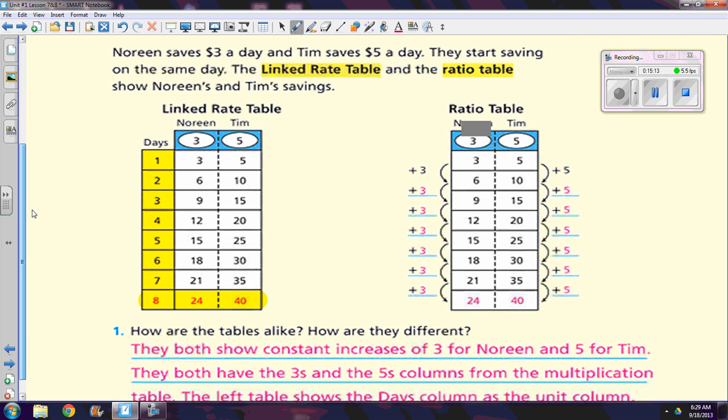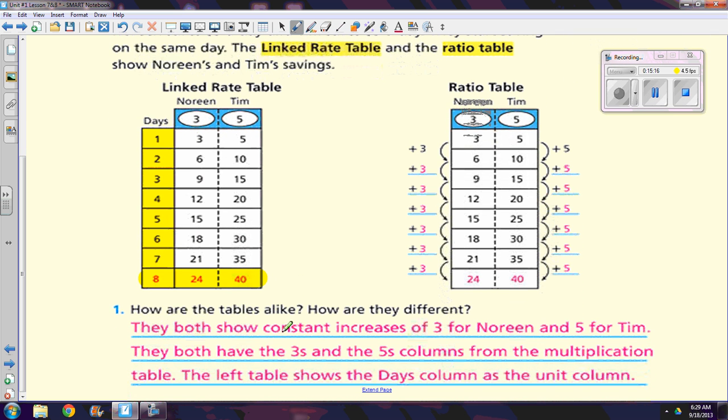How are they different? Well, they both show the constant increase of 3 for Noreen and 5 for Tim. They both have the 3 times and the 5 times column from the multiplication table. Okay? The left table shows the days column as the unit column. So here they have the days column as the unit column. Okay, so go ahead and write that down, or write down something very similar to that.